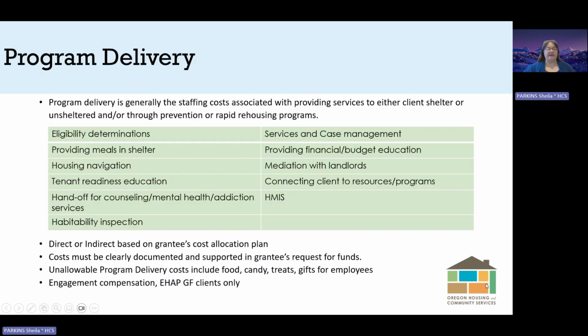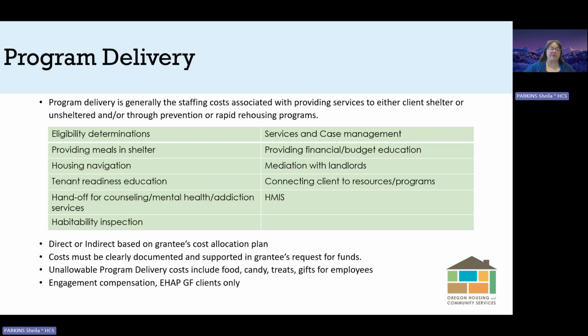Let's pivot now to program delivery. Program delivery is generally the staffing costs associated with providing services to clients, sheltered or unsheltered, and through prevention or rapid rehousing programs. These costs are necessary to provide eligibility determination services and case management, and costs may be associated with providing meals in a shelter, financial or budgeting education services, housing navigation, mediation with landlords, tenant readiness education, connecting clients to other resources and programs, and providing warm handoffs with counseling, mental health, or addiction services.